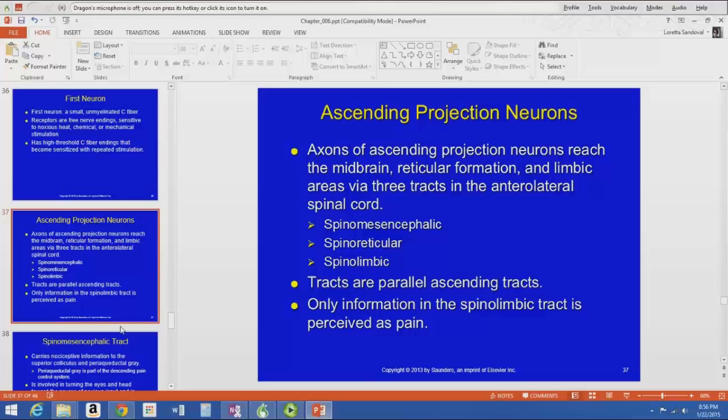The tracts are parallel, they're ascending, so they're the afferent sensory information, and only the information in the Spinolimbic Tract is perceived as pain. The Spinomesencephalic Tract results in turning the head and the eyes towards the source of pain. So that's more of an autonomic response. The spinoreticular, that's the one that keeps you up at night. That's the arousal response. And we're not aware of it except for it's keeping us up at night. The spinolimbic system, those are the ones that we perceive as pain.